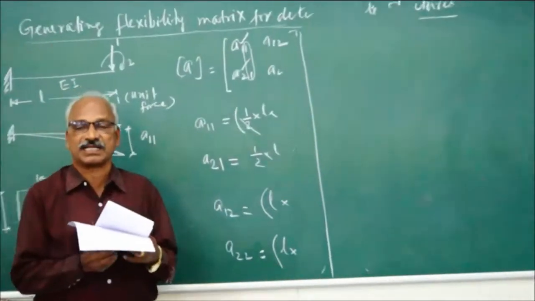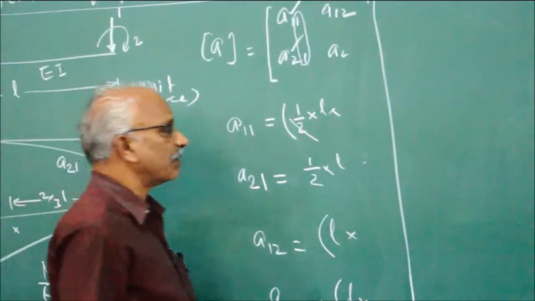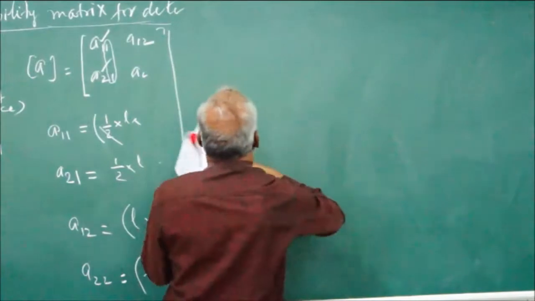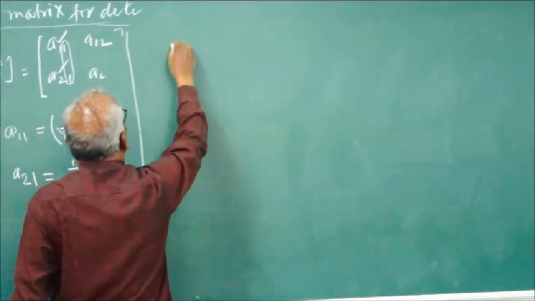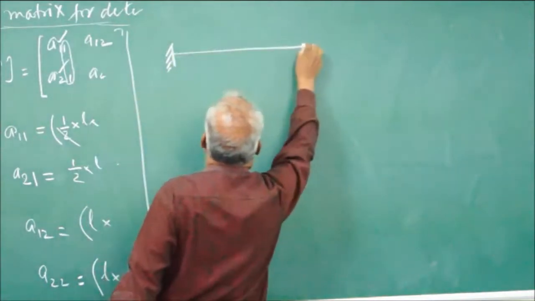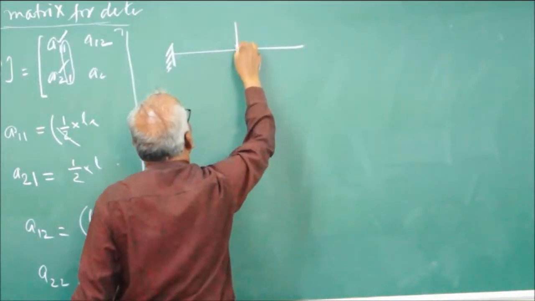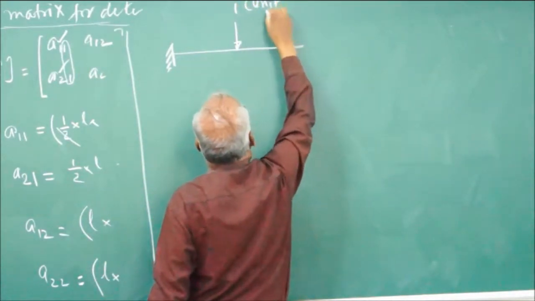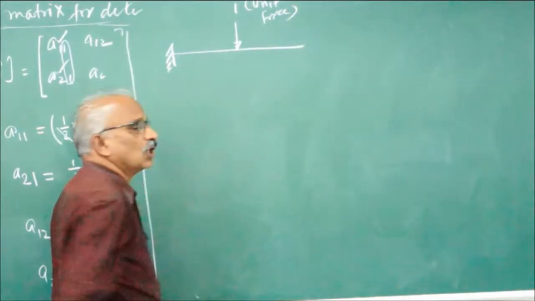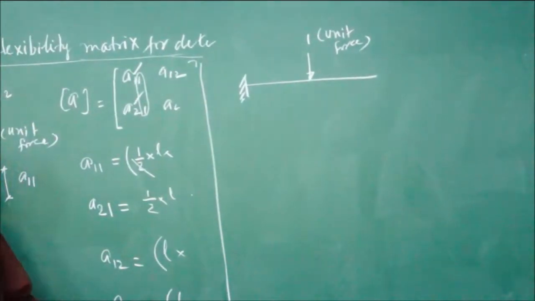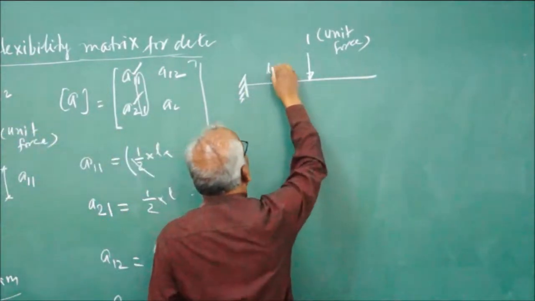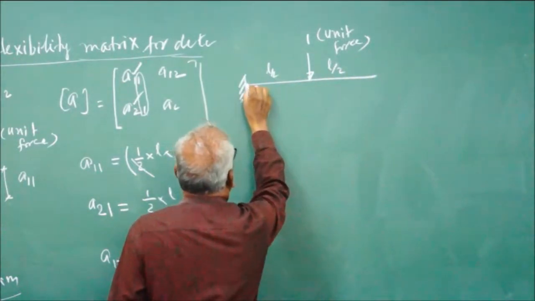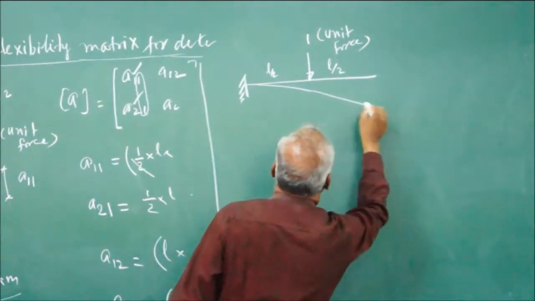Second column of the flexibility matrix. Unit force is applied along coordinate 2 only, at L by 2. So here also the deflected shape will be a straight line after this.